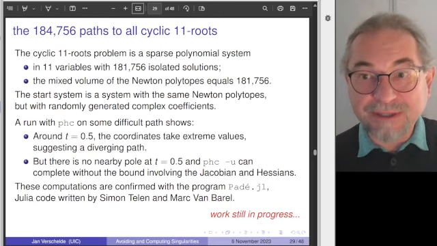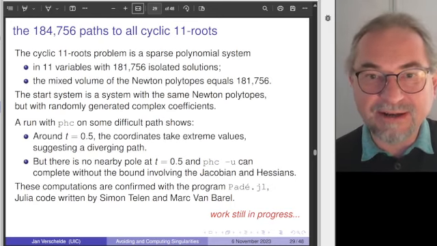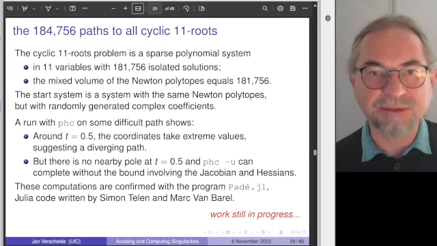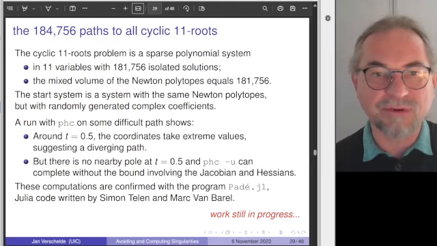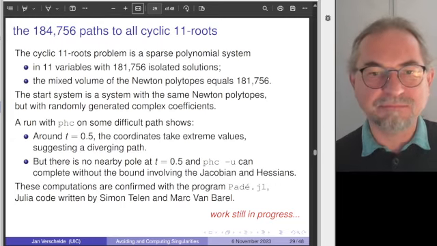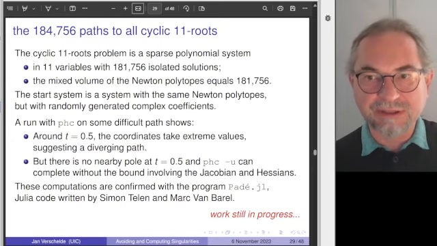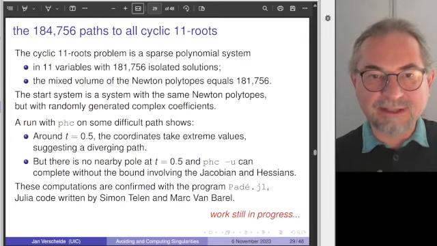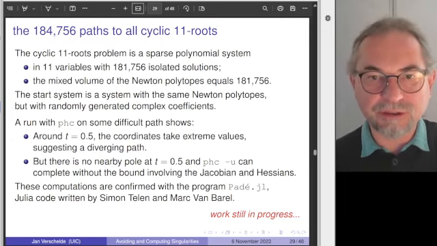Okay, so then another benchmark system. There is the cyclic 11 roots. It's a sparse polynomial system. On the next slide, I will give a little bit of mathematical context about the mixed volumes. But here on this problem, and this was not reported in the paper, we have the two predictors. We have the step size control coming from the nearest singularity and then coming from the curvature.